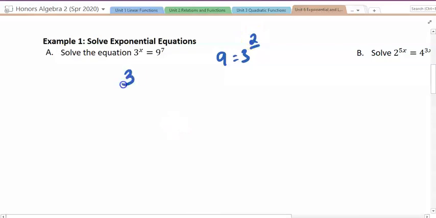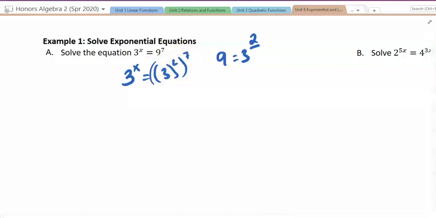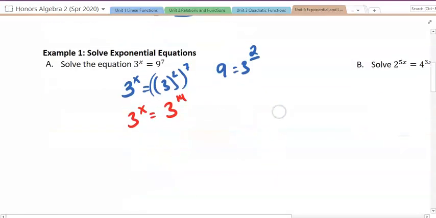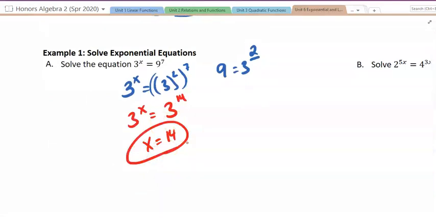And so I can rewrite this problem as 3 to the x is equal to 3 squared, and then that's still to the 7th power. Now we're going to use our power properties here to simplify this, and I'm going to get that 3 to the x is equal to 3 to the 14th, because remember, power to power, we're going to multiply those two powers together. And so using our property of equality for exponentials, we're going to get that x is equal to 14, and that is our final answer. And if I do 3 to the 14th in my calculator, and I do 9 to the 7th in my calculator, I'm going to get the same value. It's a very large number, but it would be the same value for both.